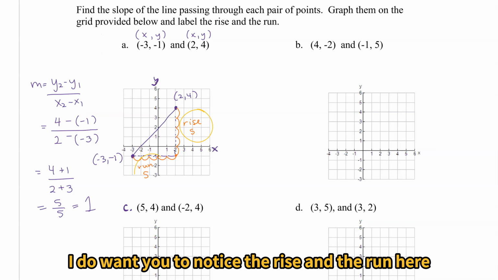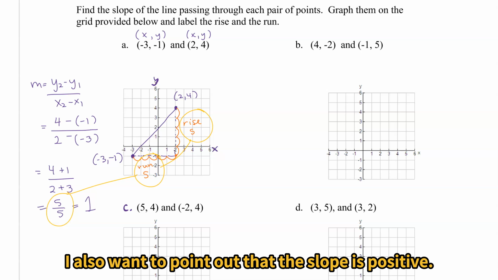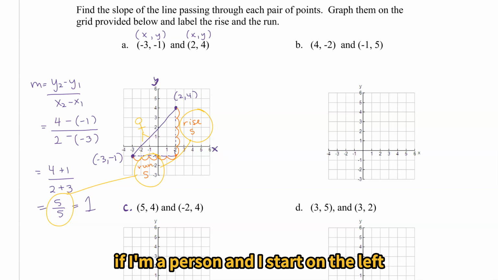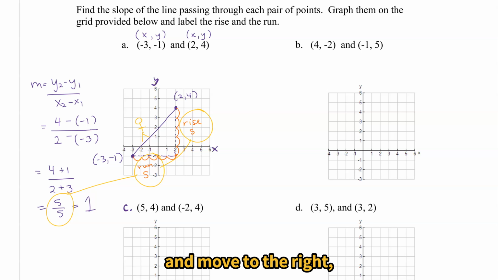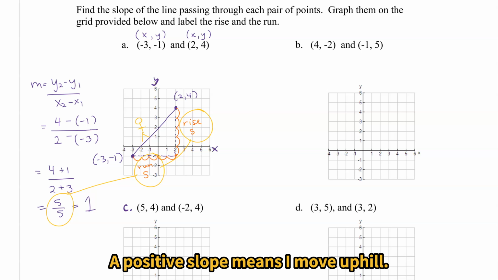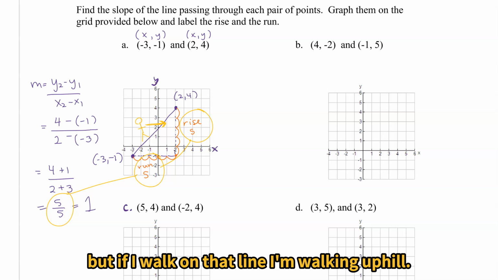I do want you to notice the rise and the run here match up with our formula. I also want to point out that the slope is positive. We get a +1 answer. And that's because if I'm a person and I start on the left and move to the right, I'm moving in the positive x direction. A positive slope means I move uphill. So I'm moving in the positive x direction, but if I walk on that line, I'm walking uphill.